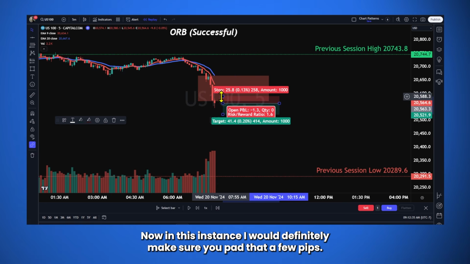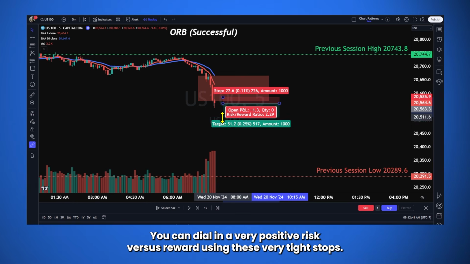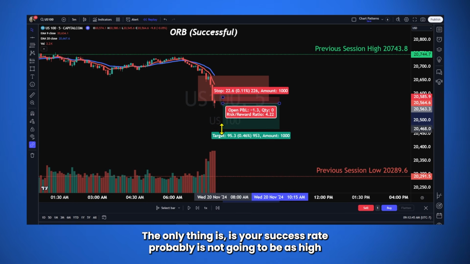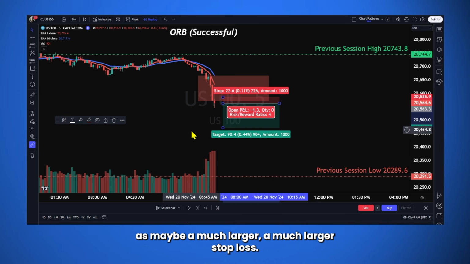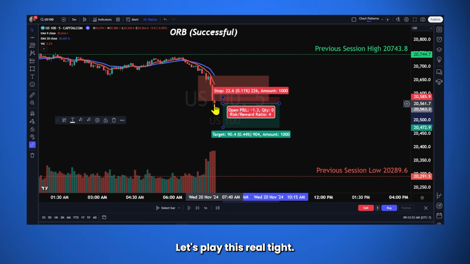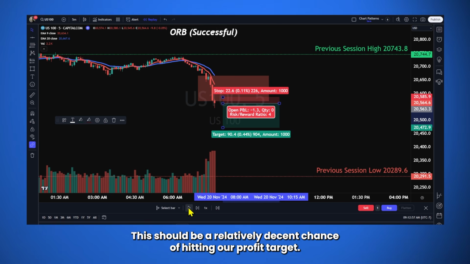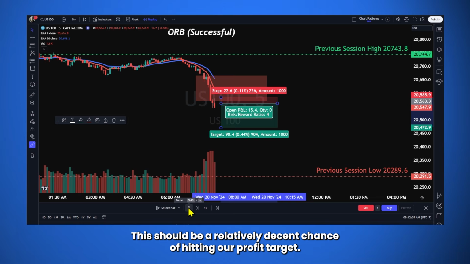Now, in this instance, I would definitely make sure you pad that a few pips. You're right above the signal bar. You can dial in a very positive risk versus reward using these very tight stops. The only thing is your success rate probably is not going to be as high as maybe a much larger stop loss. So that's going to be our trade for right now. Let's play this real tight, try to get this bearish breakout. All this space down here, this should be a relatively decent chance of hitting our profit target.